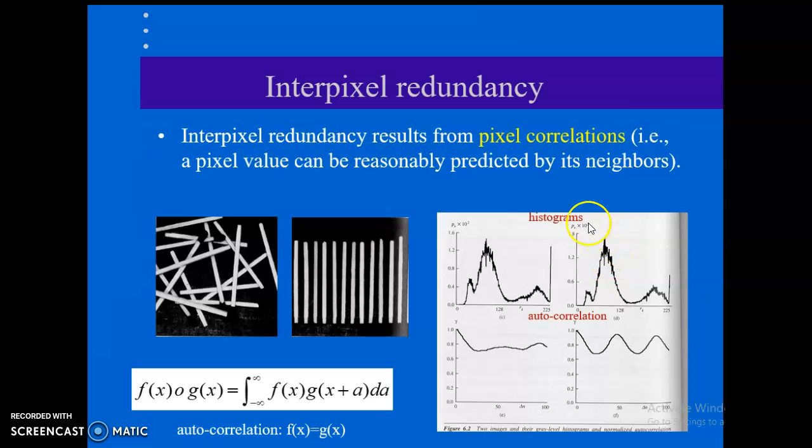For this image histogram, autocorrelation of f(x) and g(x) is the integral over minus infinity to plus infinity of f(x) g(x plus a) da. For autocorrelation, f(x) equals g(x).